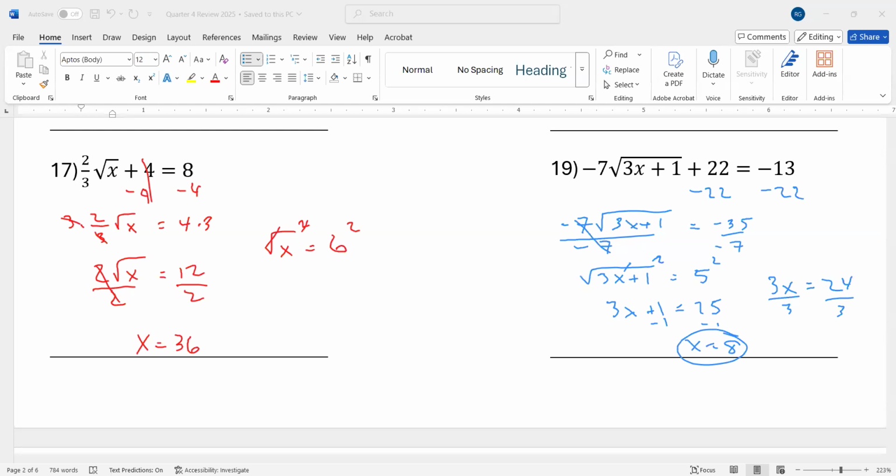And that's solving radical equations. We're going to take a look at those a little bit more in depth in the next video, where we're looking at the word problems.